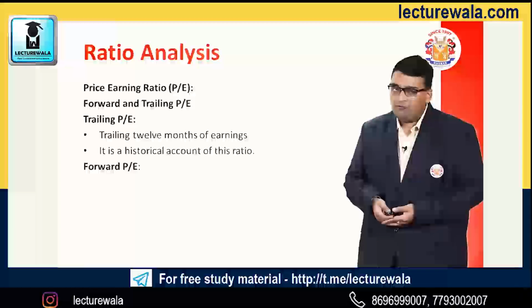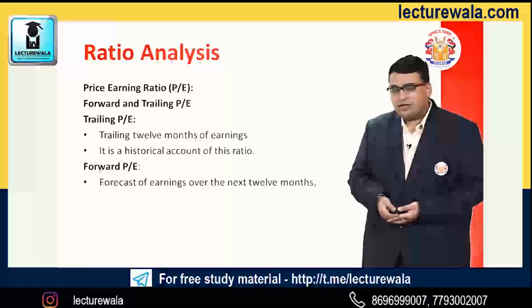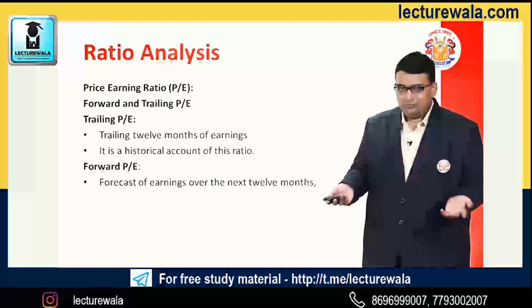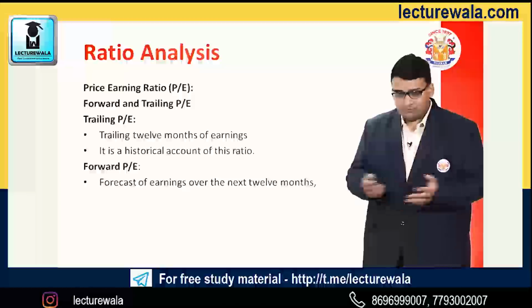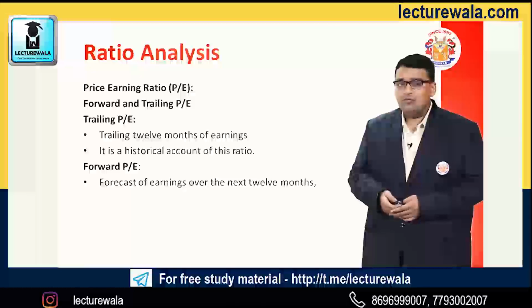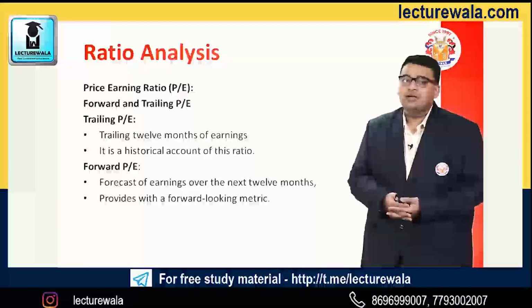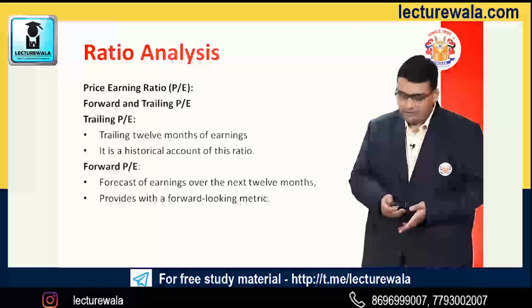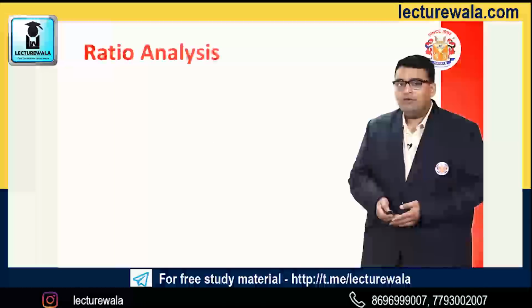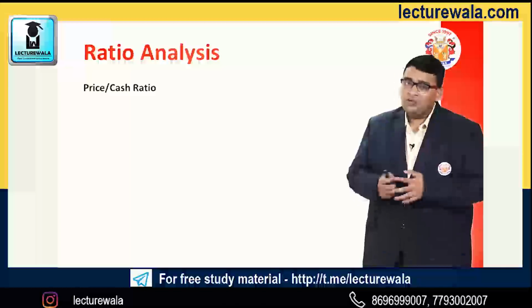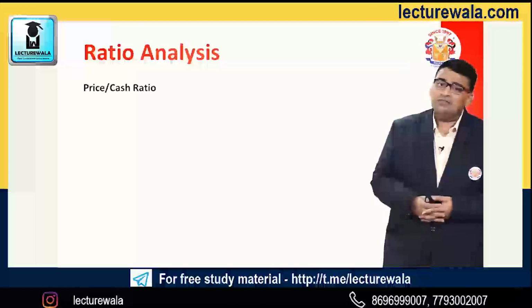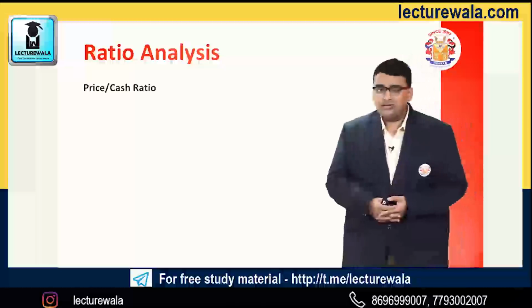And what do you mean by the term forward PE ratio? The forecast of earnings over the next 12 months that we have discussed. Why, sir, is the company telling about the forecast of the next 12 months? Because it provides a forward looking metric for the company. Now moving forward, sir, a new ratio that we are going to discuss is the price to cash ratio. Price to cash ratio, what does it indicate?